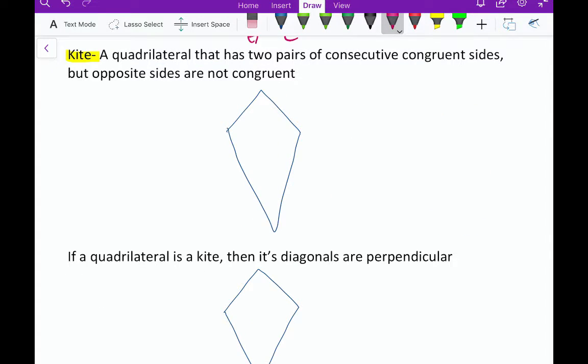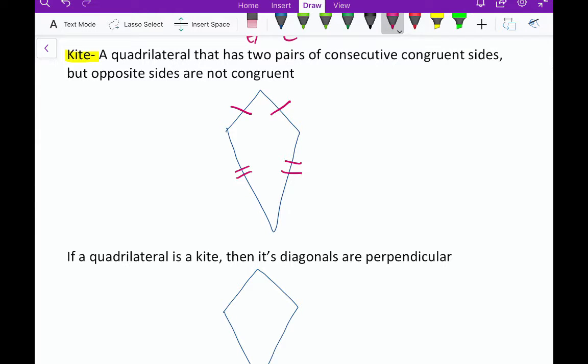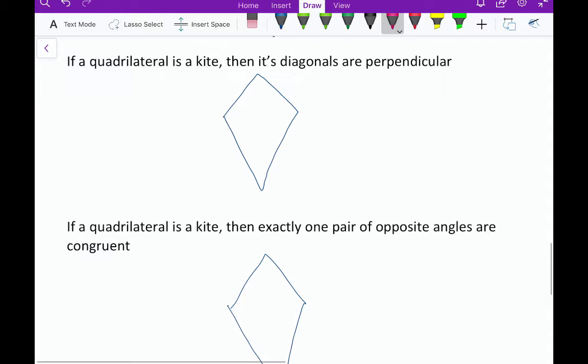Moving on to a kite, it's a quadrilateral that has two pairs of consecutive congruent sides, but opposite sides are not congruent. So in other words, this is congruent to that. Those are consecutive sides. And these two are congruent to each other, but again, not congruent to the other two. If a quadrilateral is a kite, so if this is true, then its diagonals are perpendicular. Where's the diagonal? Here's one diagonal, and here's the next diagonal, which means it's going to intersect at a right angle.